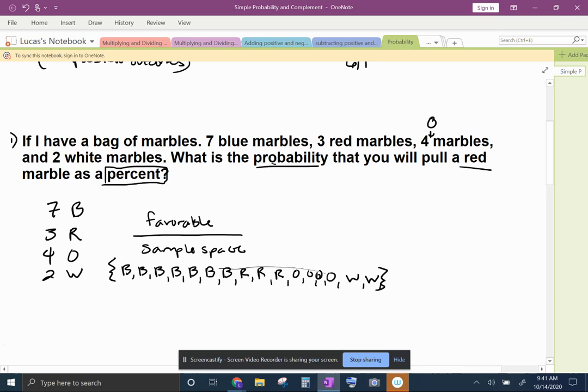Now let's see how much this is. 1, 2, 3, 4, 5, 6, 7, 8, 9, 10, 11, 12, 13, 14, 15, 16. So there are 16 in our sample space, which is all possible outcomes. And we're talking about the probability of getting a red, right? So let's see how many favorable outcomes there are. There's 1, 2, 3 favorable outcomes. So we have a 3 in 16 chance of getting a red. So then I could divide this.